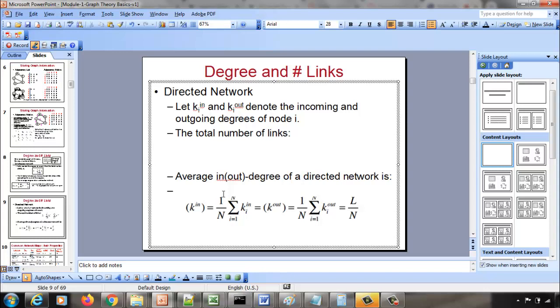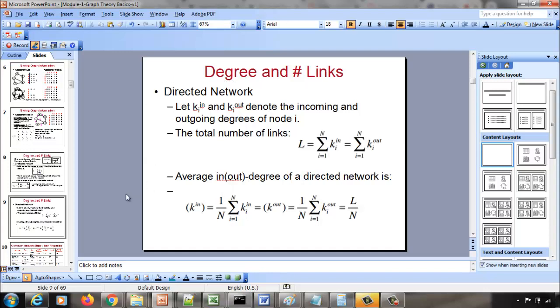So the average in degree for a directed graph is the sum of all the in degrees divided by n, the number of vertices. That is the average in degree for a directed network. You can get the average out degree for a directed network by summing up the number of outgoing edges and dividing that sum by n.